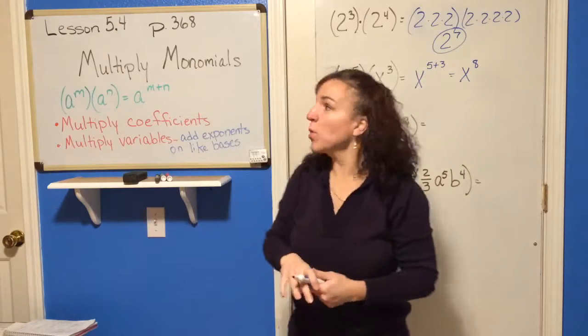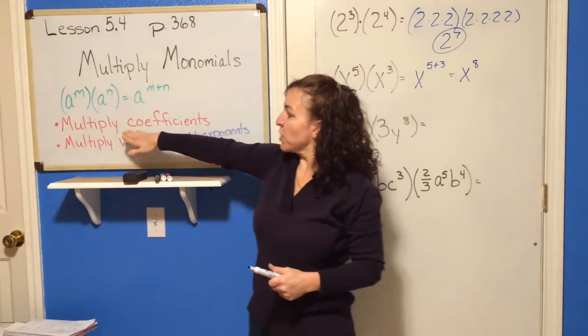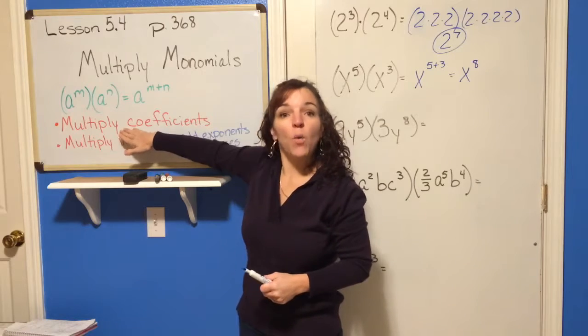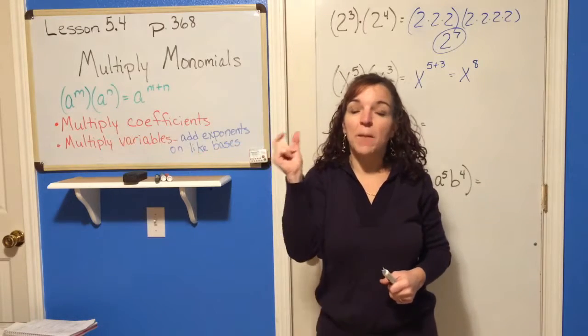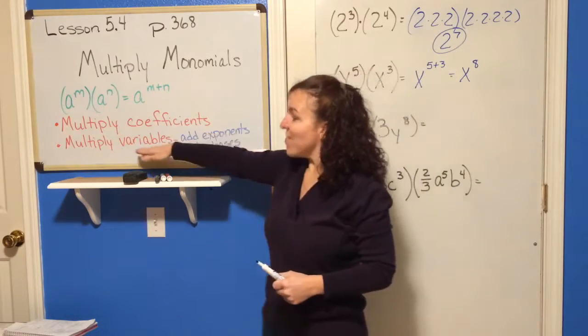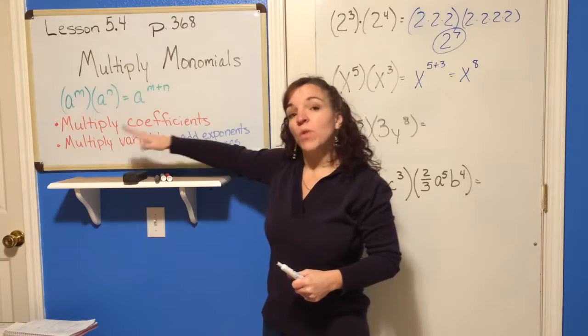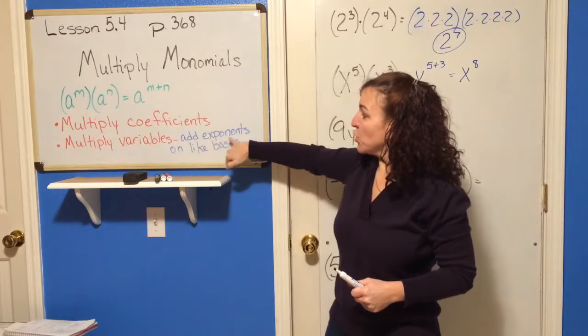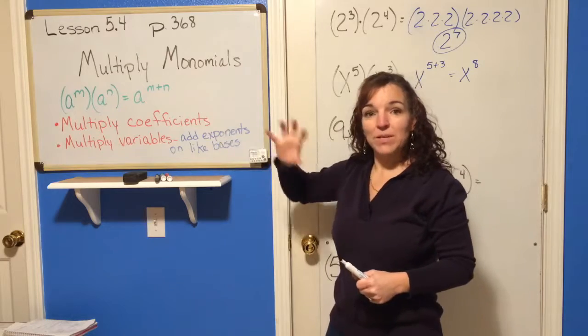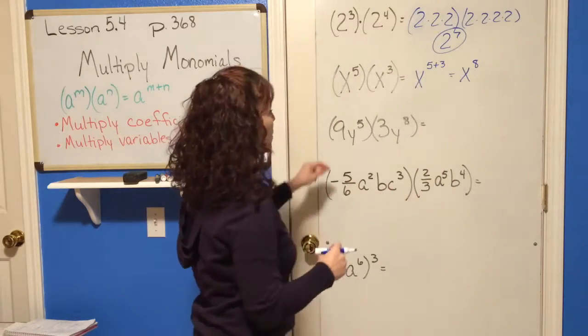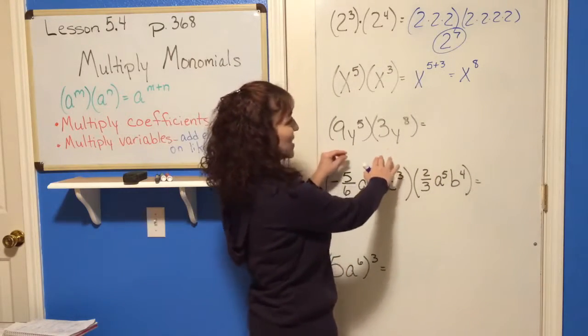All right, so when we're multiplying monomials, the first thing you're going to do is multiply the coefficients. You're going to multiply the numbers that are in front of the variable, and then you'll multiply the variables. And when you multiply those variables, you look for like bases and simply add those exponents. So here is the example.